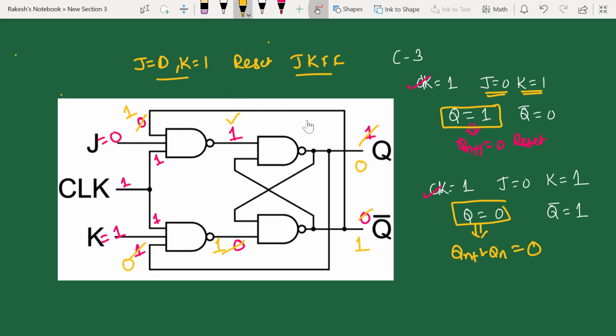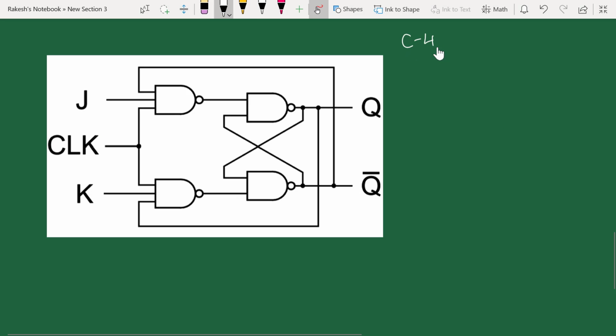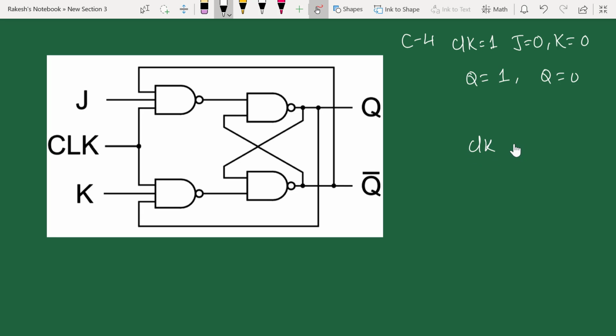Now we'll see case number 4. In case number 4, I am going to take my clock as usual 1. This time I am going to take J is 0, K is 0, and first I am assuming my previous output as 1 and this is 0. For the same condition, I am going to take clock 1, J 0 and K 0, and this time considering my Q as 0 and Q bar will be.